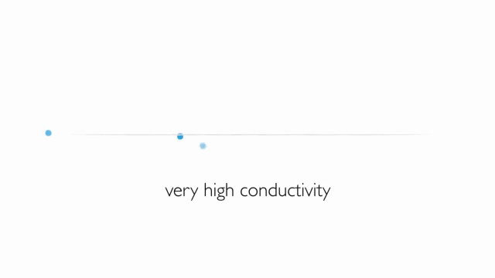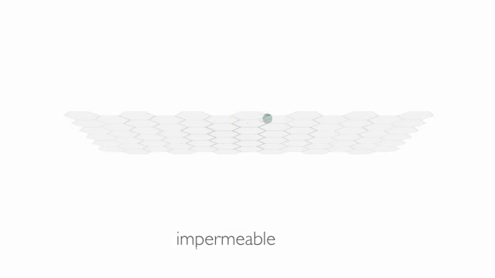Despite being one atom thick, it is incredibly strong. Graphene can conduct electricity as efficiently as copper. Graphene is virtually transparent, yet is so dense that not even helium atoms, which are tiny, can pass through.